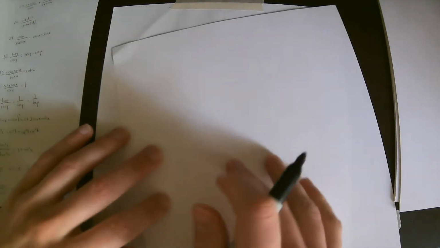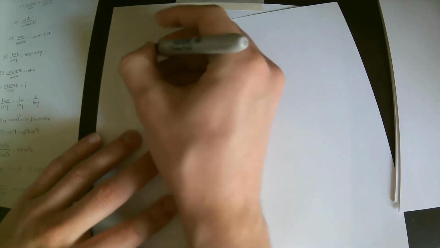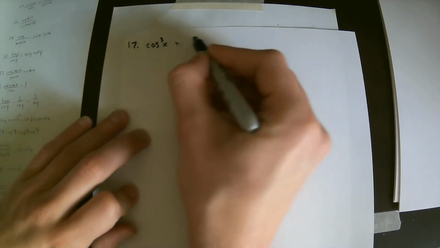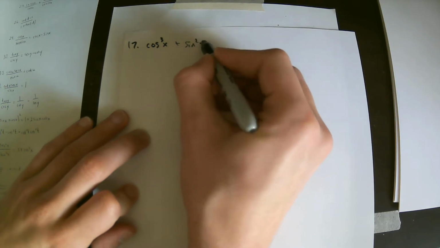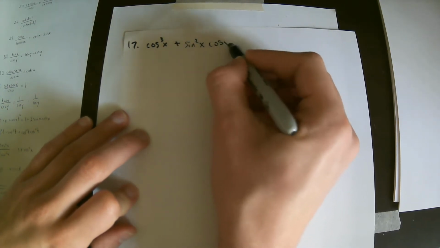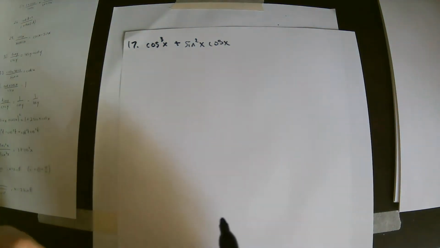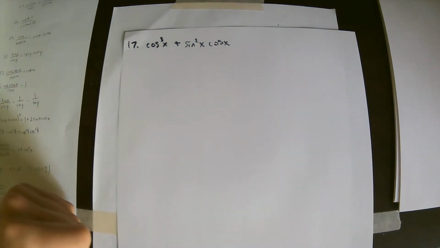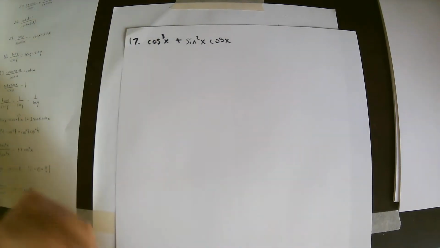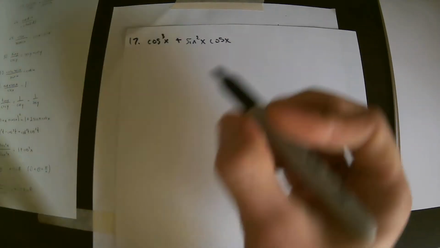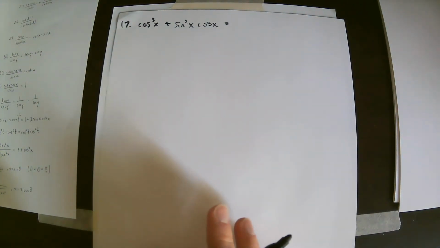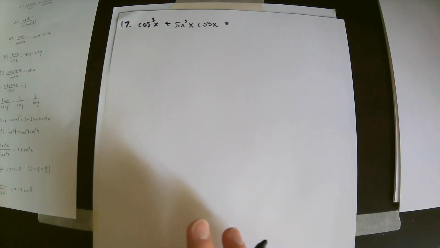Number 17. 17 is cosine cubed x plus sine squared x times cosine x. Okay, so this one seems a little strange. I see some squared things, but also a cubed thing, so I'm thinking of the Pythagorean identities, but how do I get that involved?